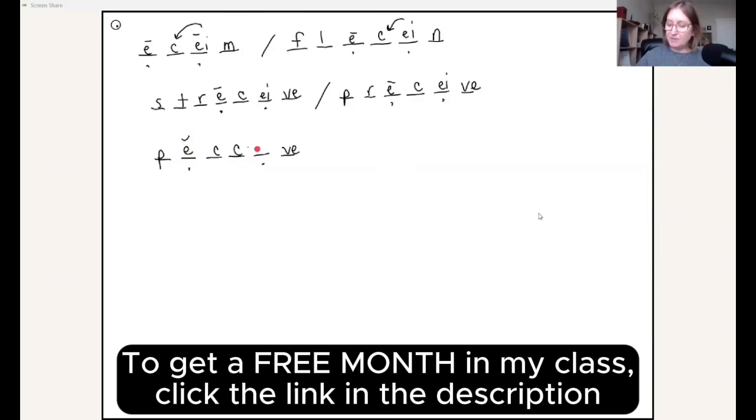Here's that E that's going to be spelled with an EI because it comes after a C. Does that make sense? Pexive. Are you ready to try that double C spelling in your own word?